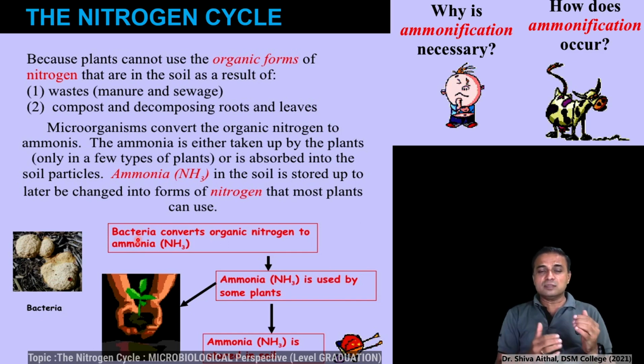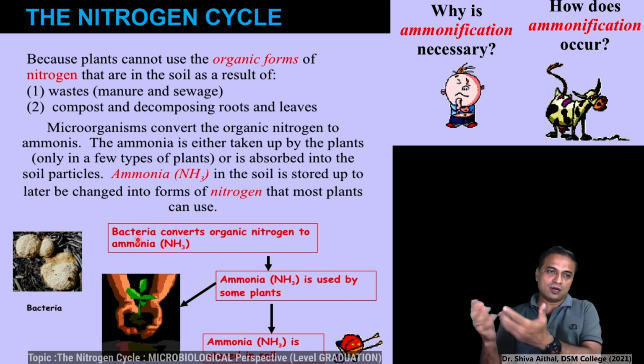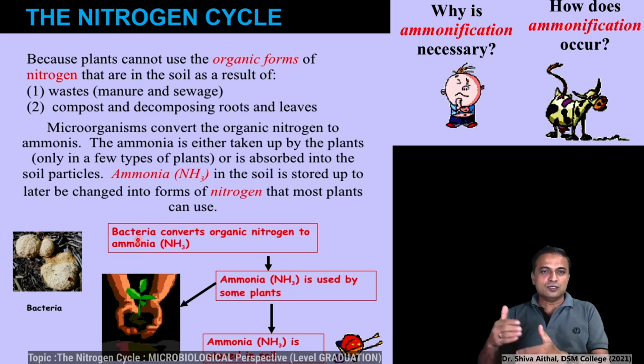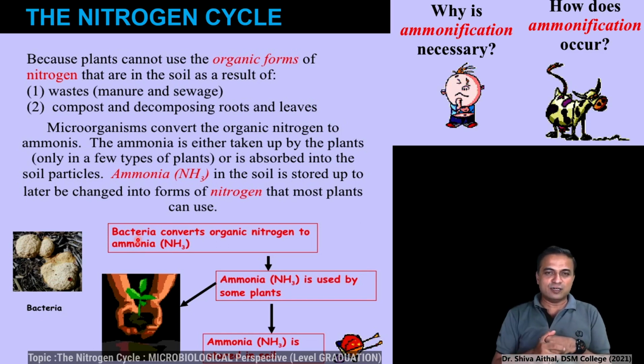Now microorganisms convert the organic nitrogen into ammonia. Ammonia can either be taken up by plants. There are only very few types of plants which can directly take up ammonia in the soil, or it is absorbed into the soil particles. It gets leached into the soil particles. Ammonia in the soil is stored for later use, and it is converted into various forms of nitrogen which most plants can use.